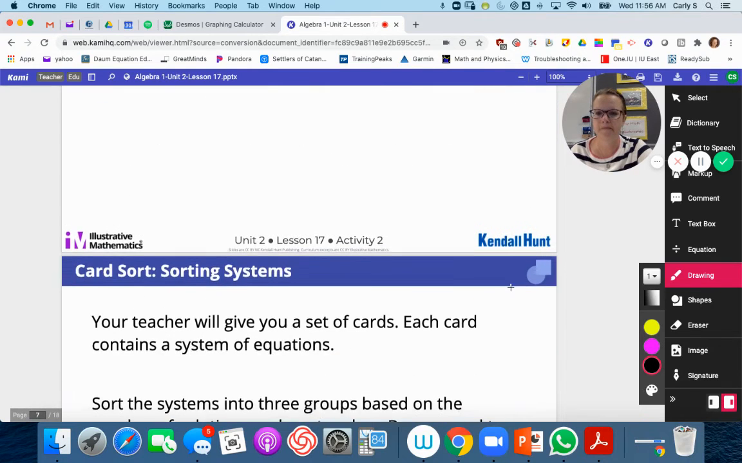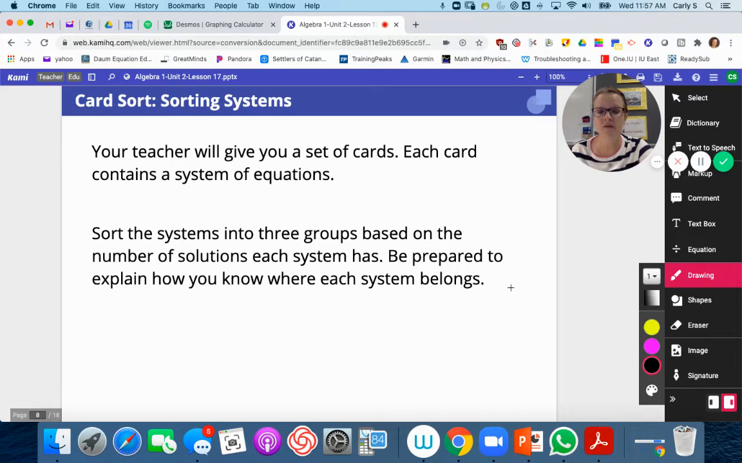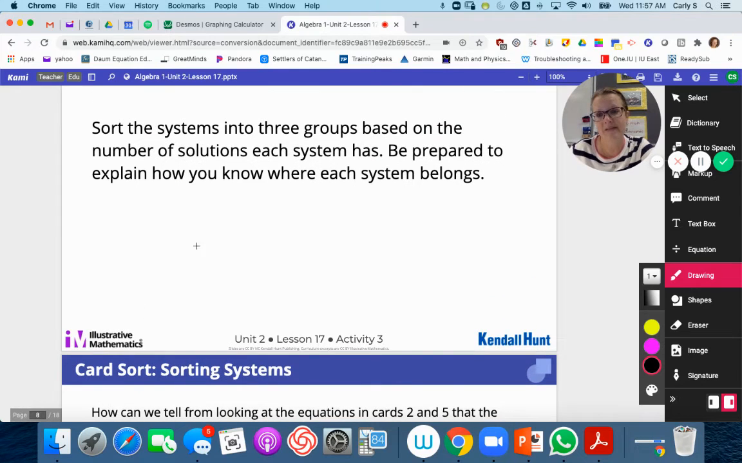Okay, now this right here is going to be a card sort. Each card contains a system of equations. Sort the systems into 3 groups based on the number of solutions each system has. Be prepared to explain how you know where each system belongs. We're going to do this in class.